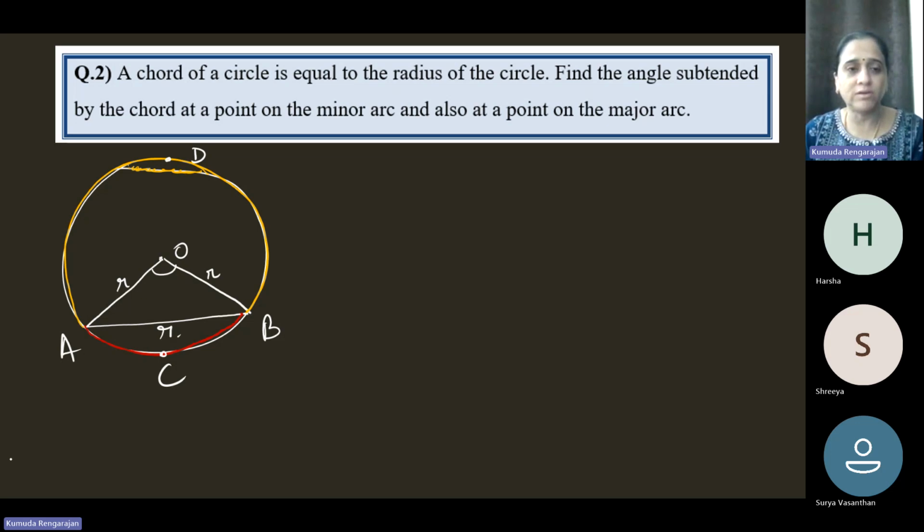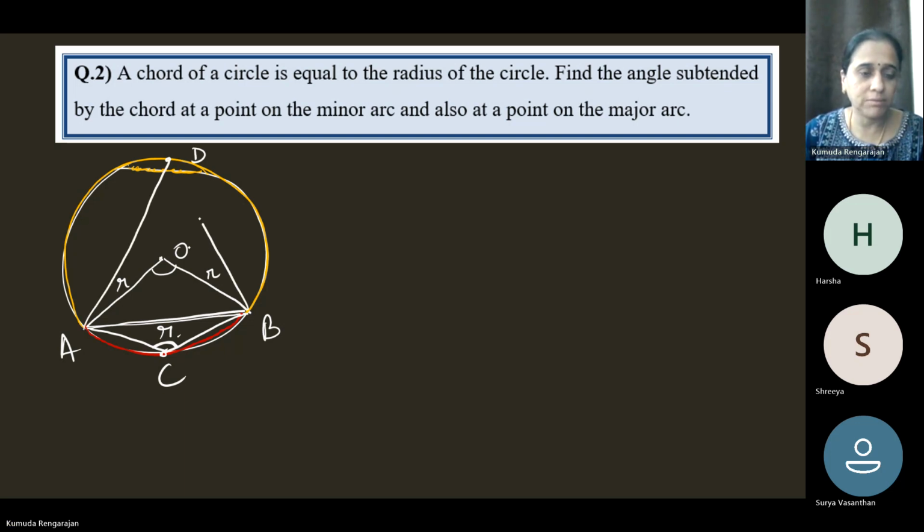The angles subtended by the chord at a point on the minor arc and at a point on the major arc. So you need to find, see, this is the chord. So join A to C, B to C. You need to find the measure of this angle. Join A to D, B to D. You need to find the measure of this angle. Find the angle subtended by the chord AB at a point on the minor arc C and also at a point on the major arc D. Find those angles.